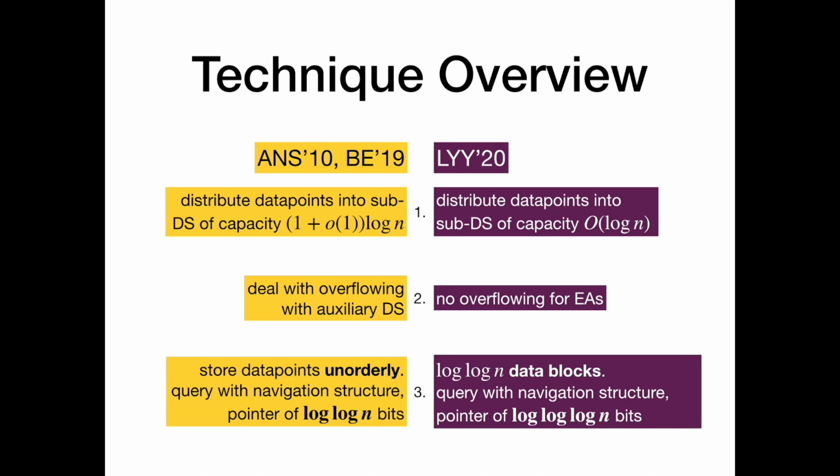Both solutions adopt the idea of sub-data structures. ANS deal with the overflowing with an auxiliary data structure. In contrast, the overflowing is not a problem in our case, since we may adjust the size of sub-data structures. The critical component is how we access the data points in sub-data structures. ANS randomly stores data points and equips every data point with a pointer to access it. The pointer uses log n bits because there are log n data points in any sub-data structure.